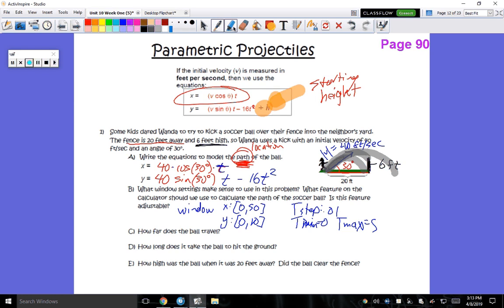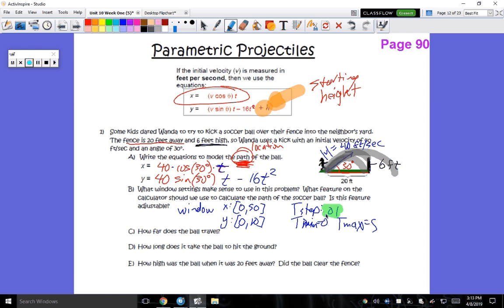The lower this number is, just FYI, the cleaner your graph is going to be. If that number's too big, it's not going to look like a parabola. It's going to look like a bunch of different lines, like jagged lines instead of a nice smooth curve. So you want that to be as low as you can.